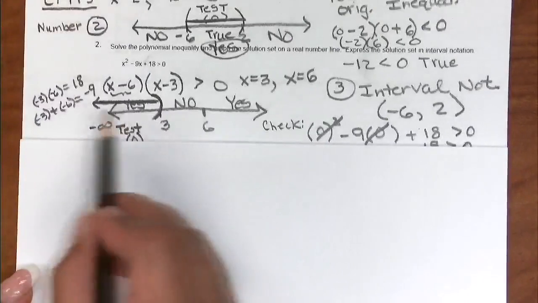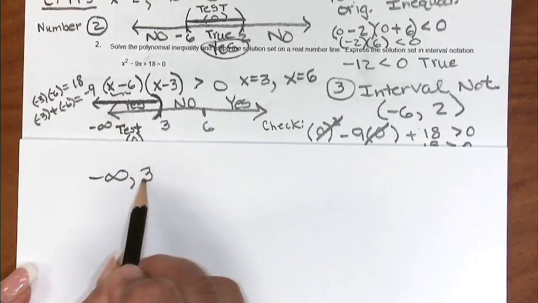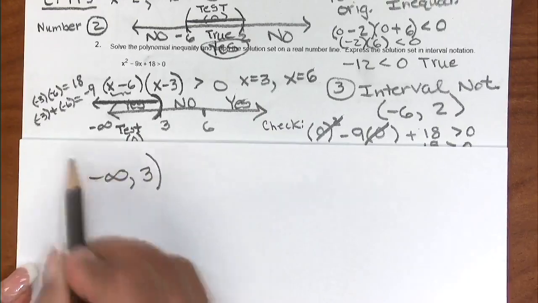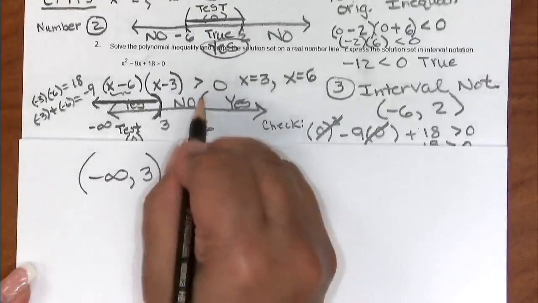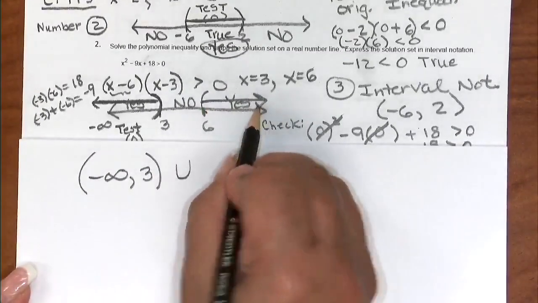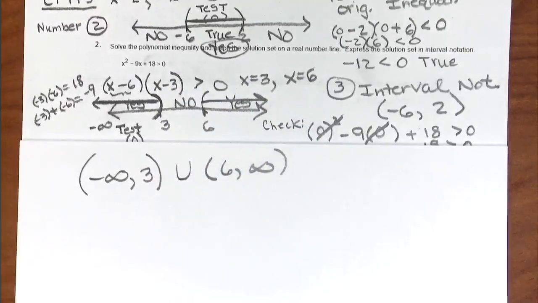Okay, so this left tail end is negative infinity all the way to 3, not including 3. Infinities always have that. Or you can also find answers from here to positive infinity. So 6 to infinity. What do you think? Is that easy? Pretty easy. Okay, again, the factoring will be your problem.